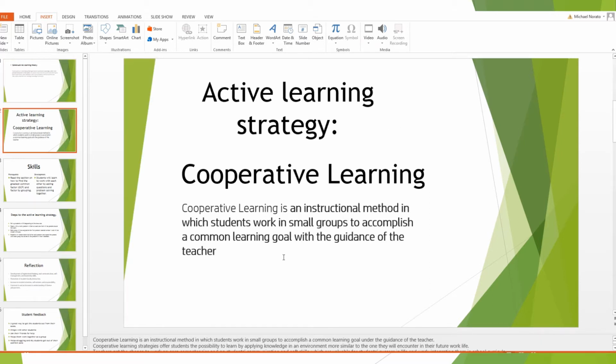The active learning strategy that I'm going to use is one of my favorites. It's called cooperative learning. Cooperative learning is an instructional method in which students work in small groups to accomplish a common learning goal with the guidance of the teacher. So we give them a goal, break them up into groups, and they have to work collaboratively to try to solve the problem.